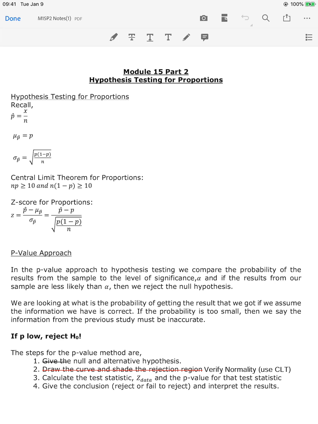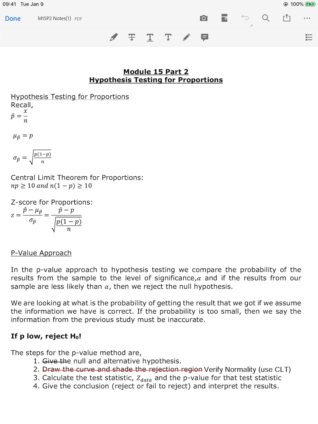There are two methods to a hypothesis test. We are going to focus only on the p-value approach. We're focusing just on this because it's easier and it gives you the same answer as the other one with less headache. So in the p-value approach, we're comparing the probability of the results from our sample to a level of significance, or alpha. Notice alpha is the same value we used for the type 1 error.